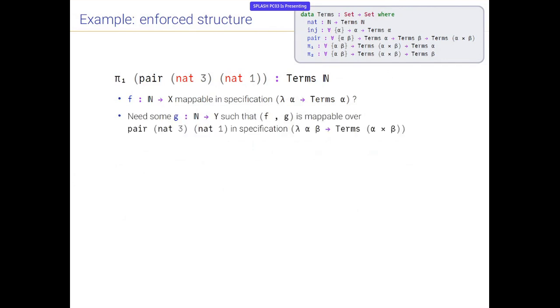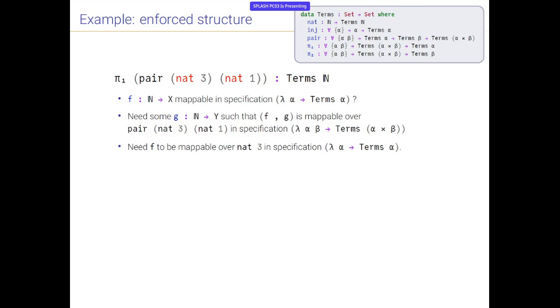And then we have the same first step, which is, well, we need some g such that fg, the pair fg, is mappable over the argument of pi1, so pair of nat3, nat1, in the specification lambda alpha beta goes to terms of alpha cross beta. But now things change because we need f to be mappable over nat3 in the specification lambda alpha goes to term alpha. What does that entail?